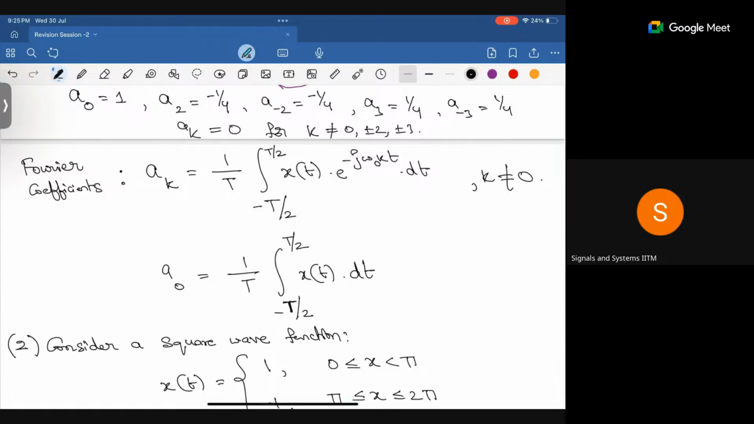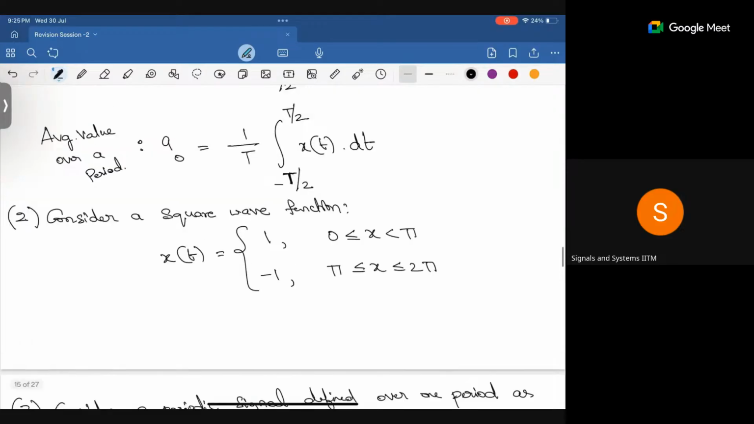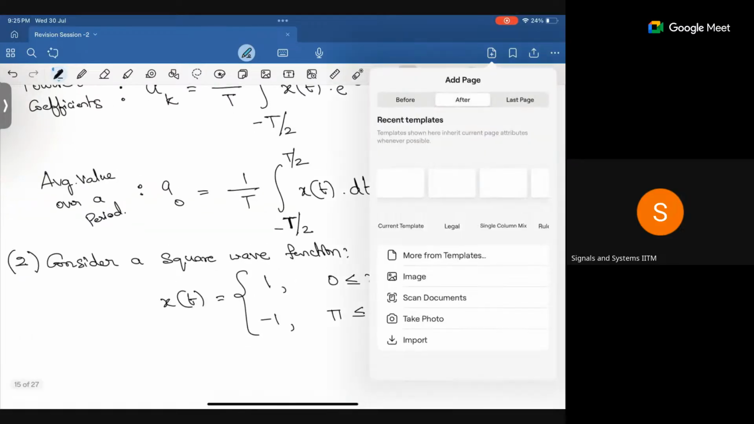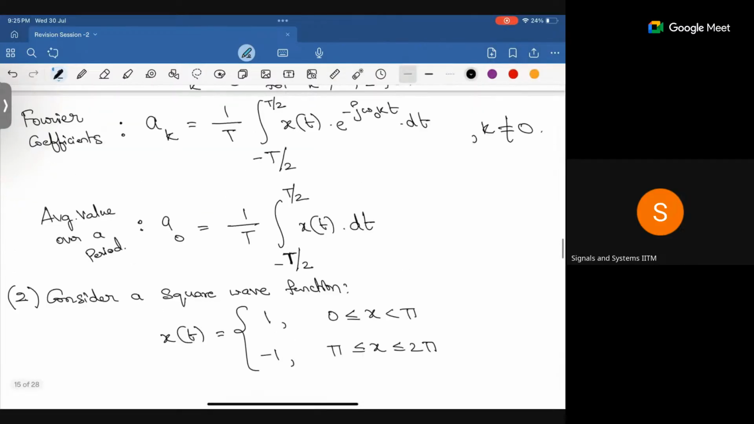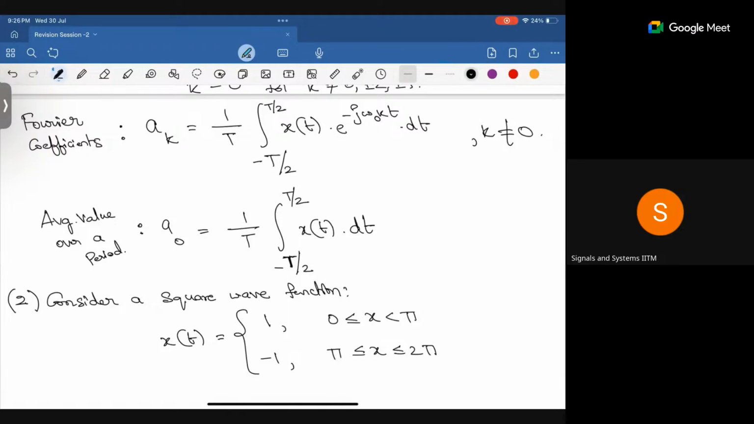And as I suggested, for using this formula, you compute A0 separately and then Ak when k not equal to 0. And this A0 is called the average value over a period. Okay, so let's try to use those formulas and let's get a good grip on how to use this formula.